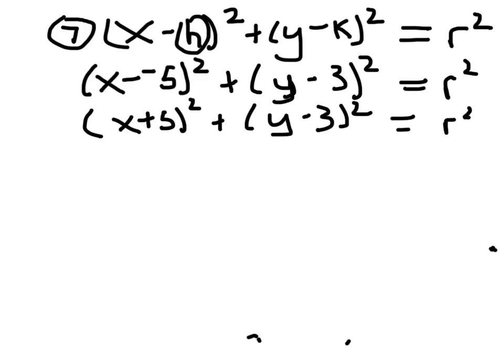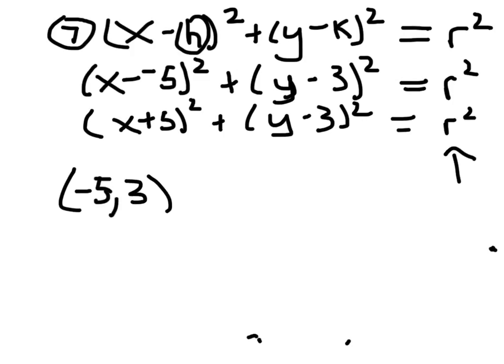I can change x minus -5 to x plus 5 squared plus y minus 3 squared. And now I need to find that radius and square it and put it in here. So how do we find the radius? Well, the radius is the distance from the center to a point on the circle. The 2 points that we have are -5, 3 and -1, 7.